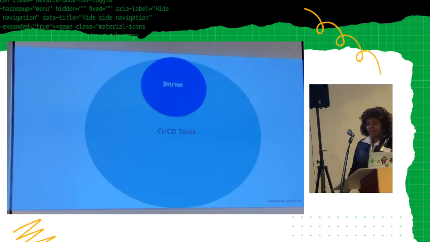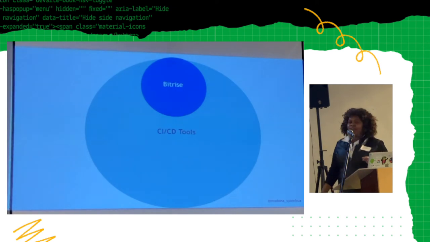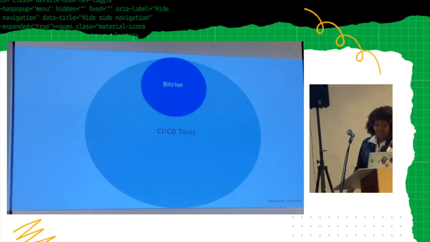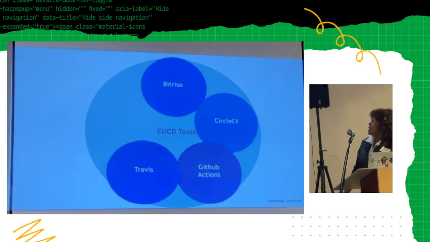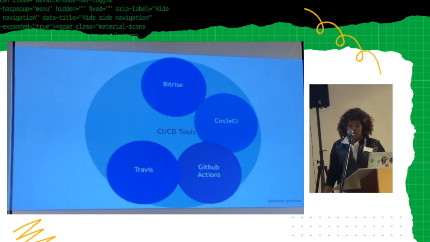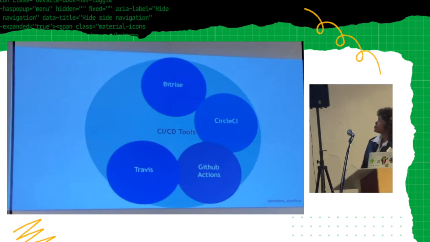We use Bitrise. I don't know if most of us here know Bitrise. And I was like, wait, maybe I'm promoting Bitrise. But I like Bitrise. It's really proven to be pretty nice to use, especially for us at work. There's also CircleCI, there's GitHub Actions, there's Travis. And there's more. There's actually more out there.